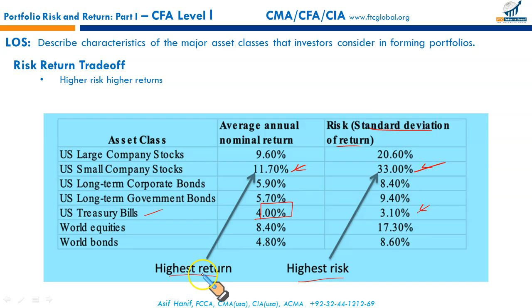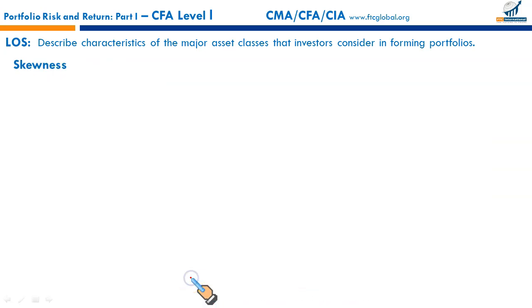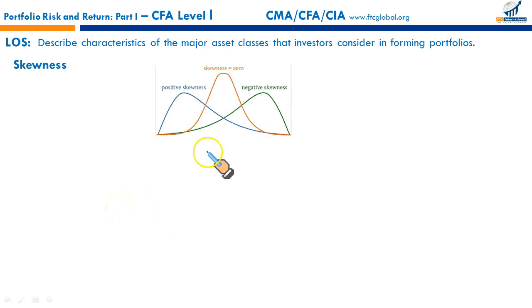So to achieve high return, you must accept a higher level of risk, or if you take a higher level of risk, you expect a higher level of return. Skewness, we are familiar with this. We discussed this in detail in our quants reading. Skewness is basically present when the distribution is not symmetrical.